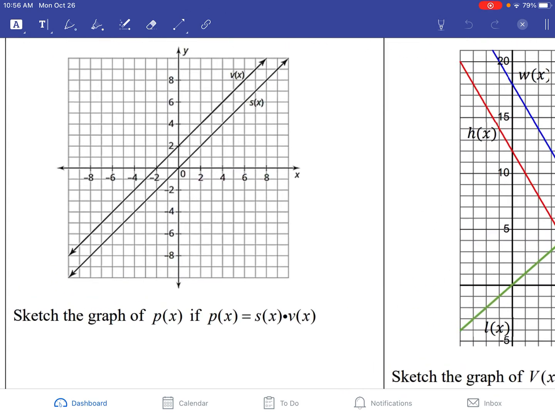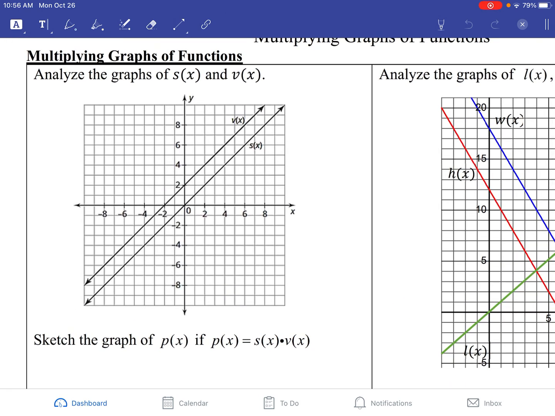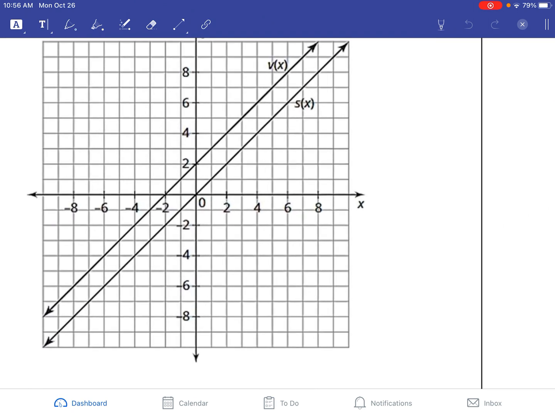All right, and the first one, we have s of x and we have v of x as our two graphs. All right, and we want to graph a brand new equation with a graph of p of x, using s of x times v of x as our guide. All right, so now what you're going to do with this is pretty straightforward, but it's kind of graphical. Okay, you want to see it.